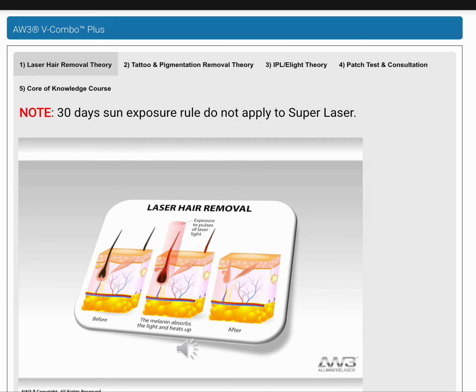Now we will look at a diagram of how the hair removal process works. As you can see, the hair is in the follicle. The hair needs to be there in order for the light to be attracted to the melanin to create the heat. As the light hits the hair follicle, it destroys its ability to regrow, resulting in permanent hair reduction.